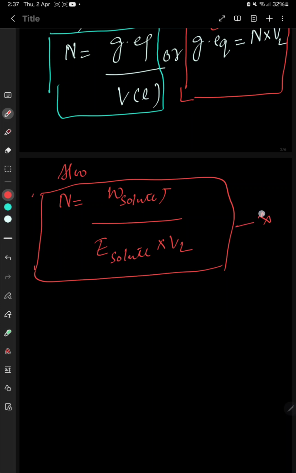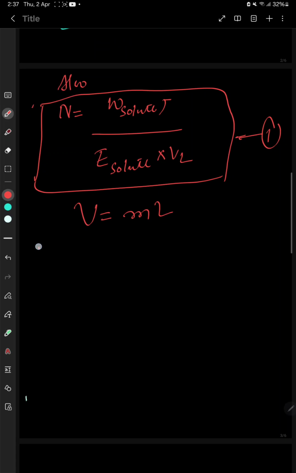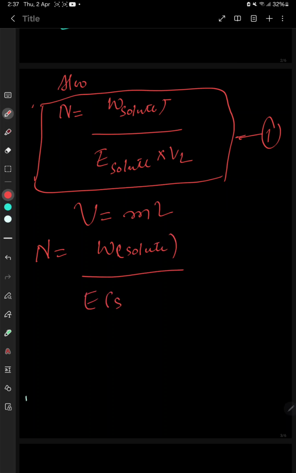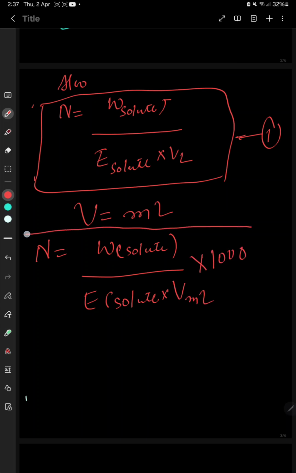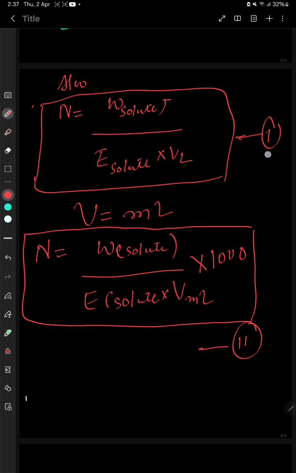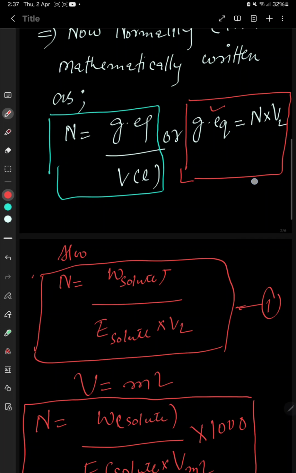This could be equation first. Sometimes, if volume is taken in milliliters, the equation becomes the given weight of solute divided by equivalent weight of solute multiplied by volume in milliliters. For that matter you need to multiply the whole equation by the factor 1000. So this could be equation second. This wraps up the possible equations that can help us find the normality of a given solution.